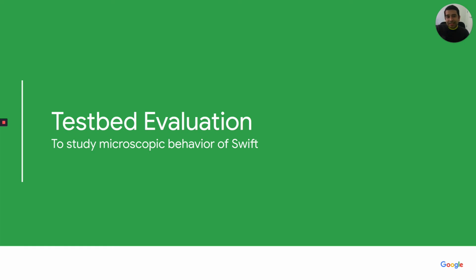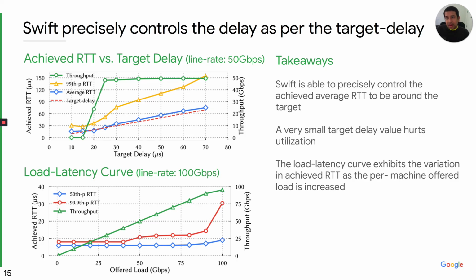Let's briefly discuss the testbed evaluation we perform. The goal of our evaluation is to study the microscopic behavior of Swift. Once again, we have extensive evaluation in the paper. I'm only going to highlight a few of the results in this presentation. The first is that Swift is able to precisely control the delay as per the target delay.